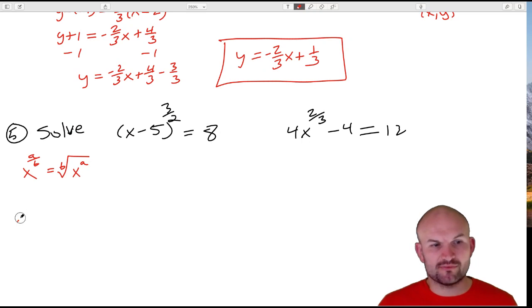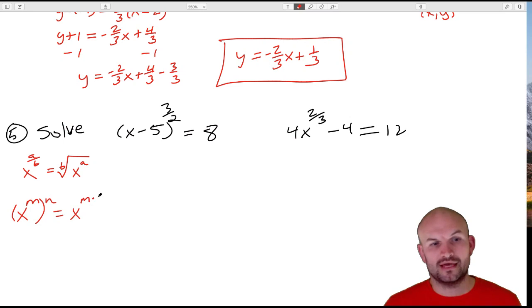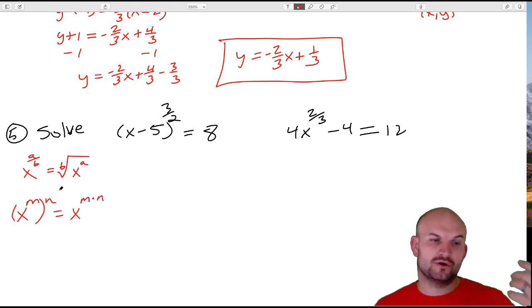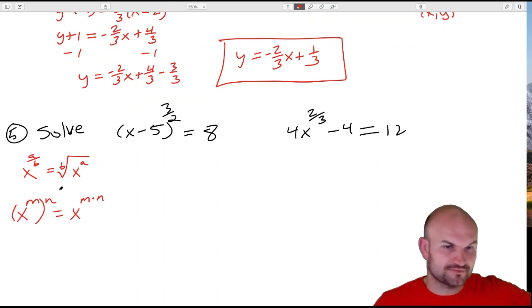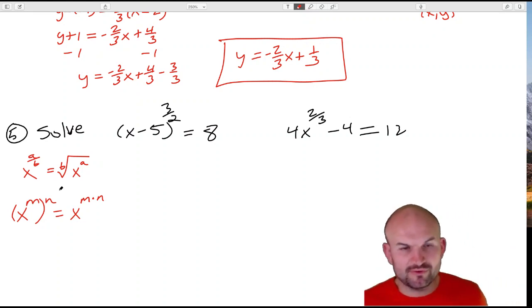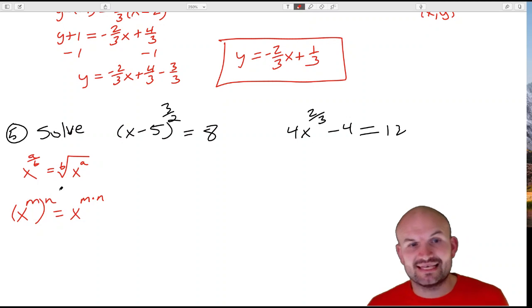The other rule I think is important to remember is the power rule of exponents. So remember, if you have x to the m, all to the n, you can rewrite that as x to the m times n. If you have an exponent raised to a power, you just multiply those powers. There are a couple of different reasons why that works.